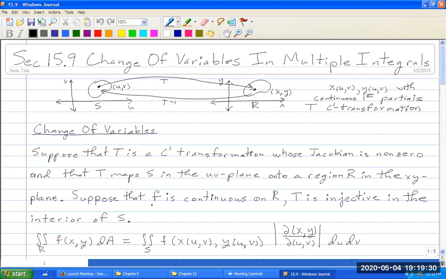Suppose that F is continuous on R, that T is injective in the interior of S. Then we have the following. The integral of F over the region R is just the integral of F over the region S in the UV plane times the absolute value of the Jacobian.